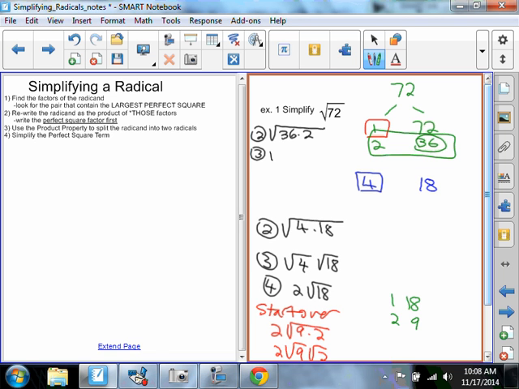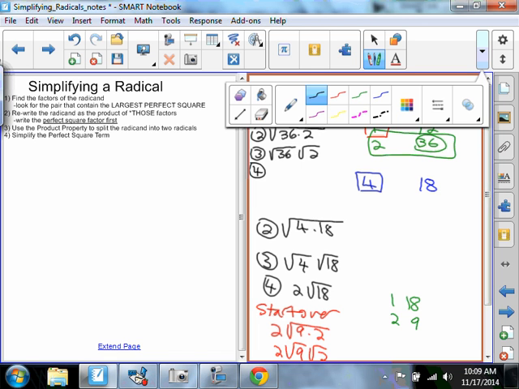Step 3, we break them apart. Rad 36, rad 2. Step 4, we're almost done. What's the square root of 36? Here's another place where people screw this up. I want to bring great attention to this.